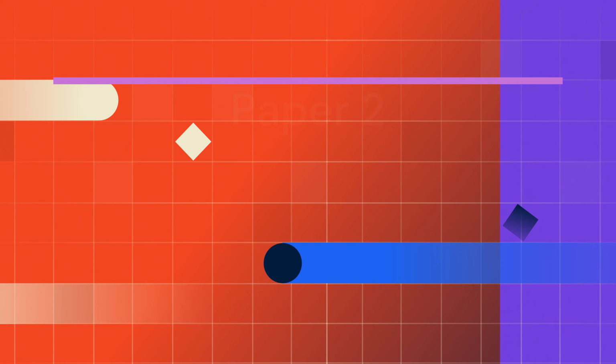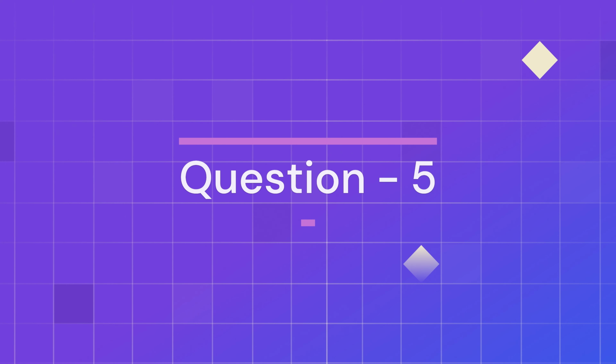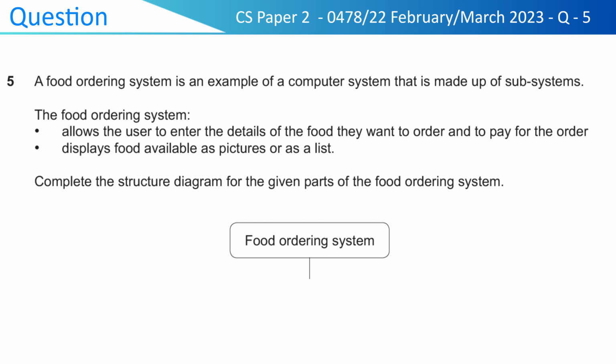Today we are going to solve question number 5 of the 047822 February-March 2023 past paper. The question is, a food ordering system is an example of a computer system that is made up of subsystems. The food ordering system allows the user to enter the details of the food they want to order and to pay for the order. Displays food available as pictures or as a list. Complete the structure diagram for the given parts of the food ordering system.